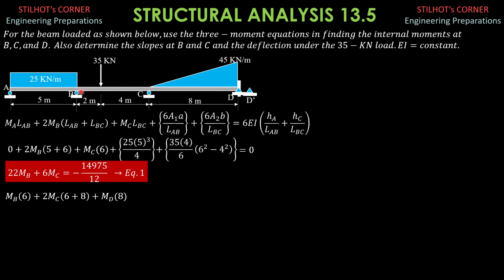The value of 6A1A over L1 for BC is PA over L, quantity L squared minus a squared, where P is 35, a is 2, and L is 6. So plus 35 times 2 over 6, quantity 6 squared minus 2 squared. Then the value of 6A2B over L2 for span CD is 7 over 60. The centroid is closer to that, so 7 over 60. The other one is 8 over 60, that's for the farther distance. So 7 over 60 WL cubed, 7 over 60 times 45 times 8 cubed.